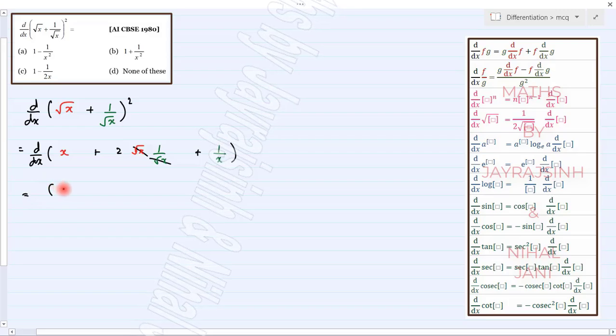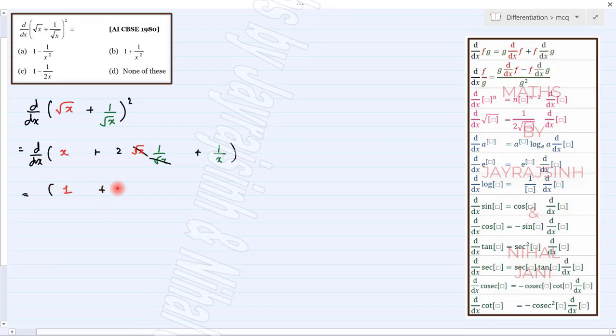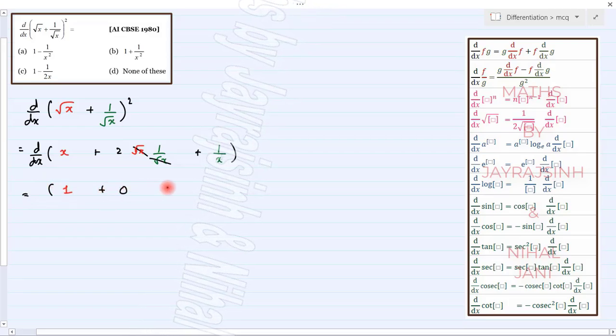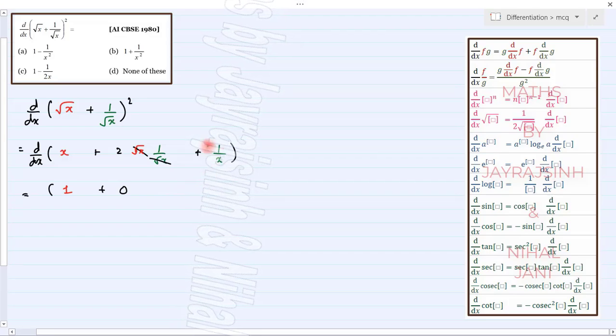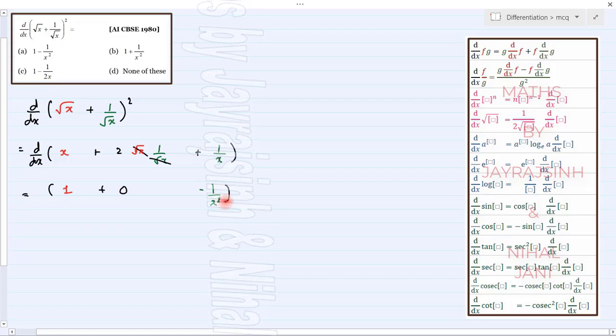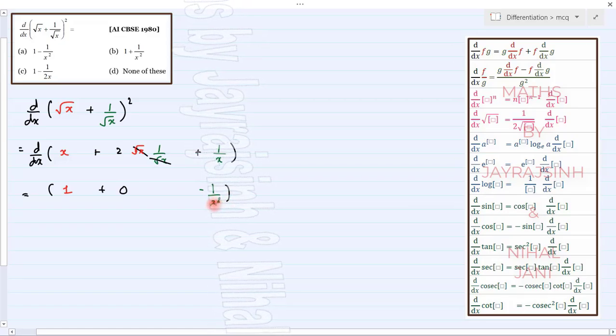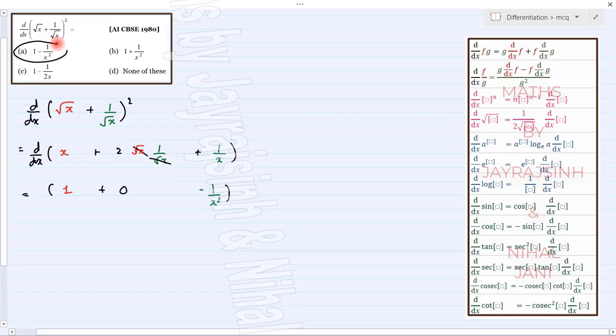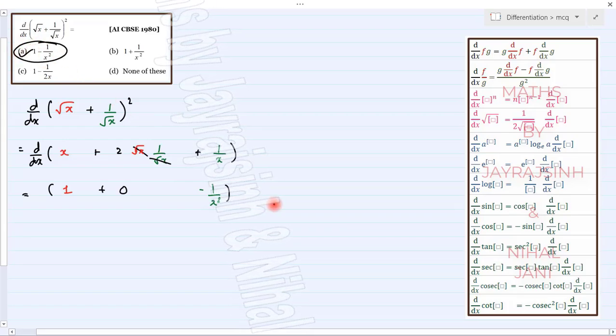Differentiation of x will be 1. Differentiation of 2, which is purely a constant term, will be 0. And differentiation of 1 by x will be minus 1 upon x square. So 1 minus 1 by x square is your final answer, which is given in option A. Ta-da!